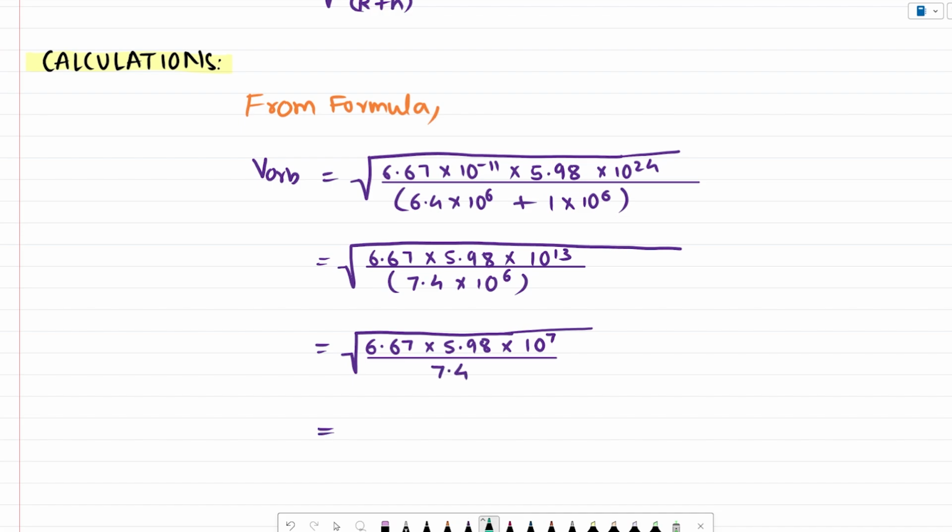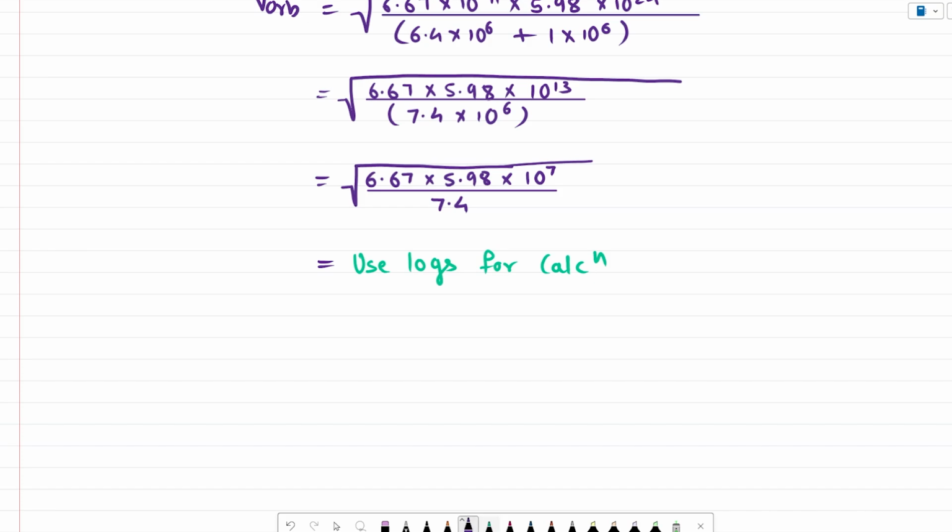Now if you solve this in college or in an exam, after this point you will have to use logs for calculation. So use logs for your calculations, but in the video we'll skip the log part and directly derive the answer. And if you solve this particular term, your answer would be 7.34 into 10 raised to 3 meters per second, which is the unit for our speed or velocity. And this is the value of the orbital speed or the speed of the satellite in its orbit, which is 7.34 into 10 raised to 3 meters per second.